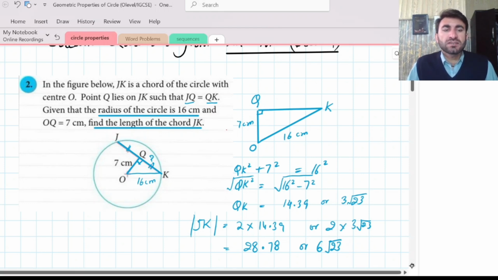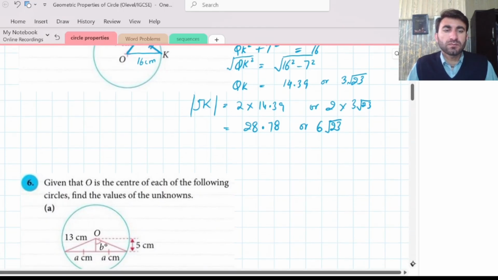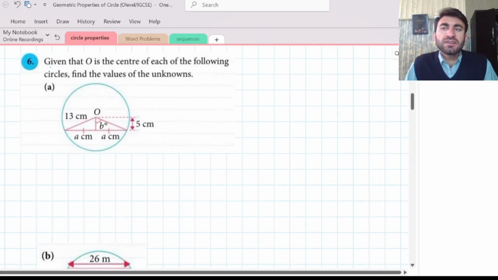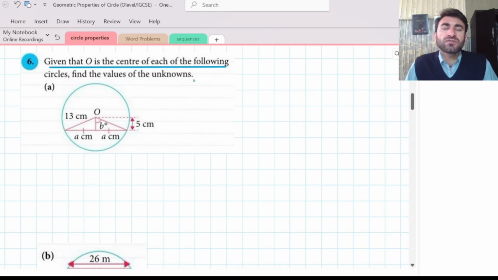Now let us jump to the next question. It states, given that O is the center of each of the following circles, find the values of the unknowns. We can see a circle over here. Here is the center O, and here is a chord which is not named. I would like to name it first: this chord is PQ. P and Q are the endpoints of the chord, and the line segment from the center meets the chord at point M, suppose.